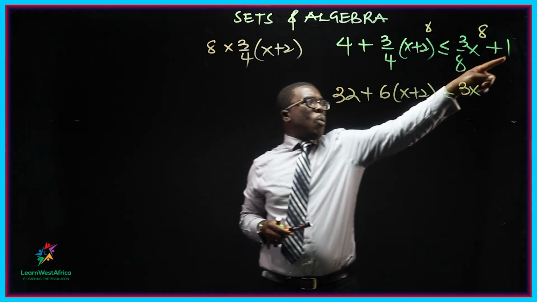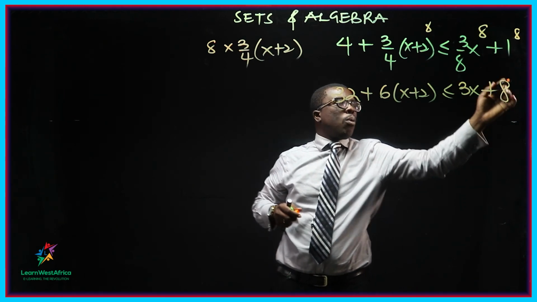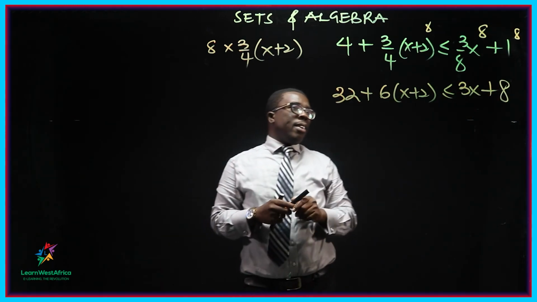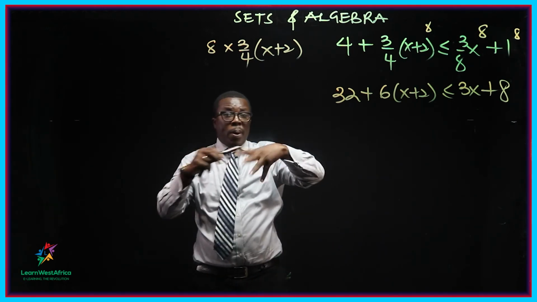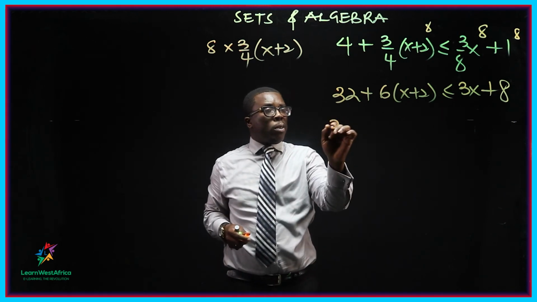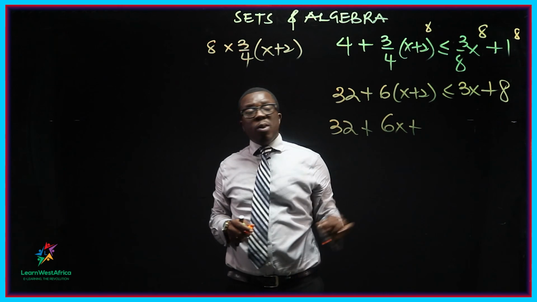Good. Now phase 1, so that we multiply 8 into what we say plus 8. You just go ahead and expand. Expanding the normal equations now, you have 32 plus 6x plus 6 times 2 is 12.